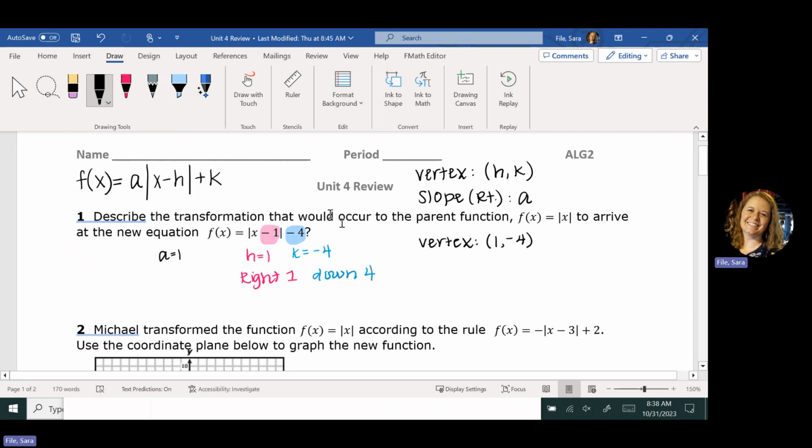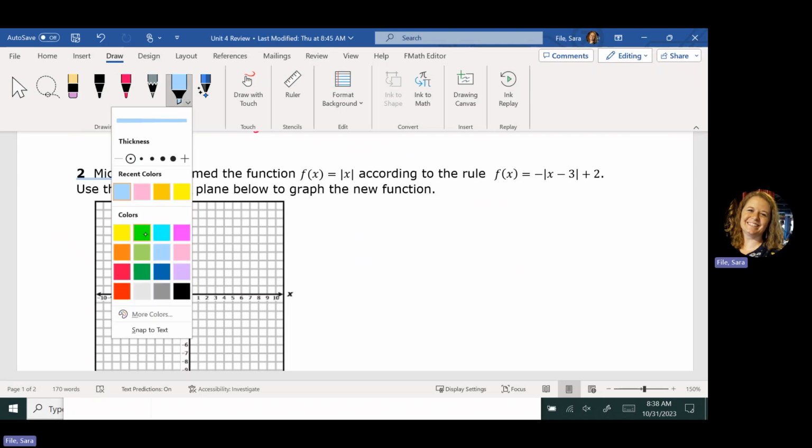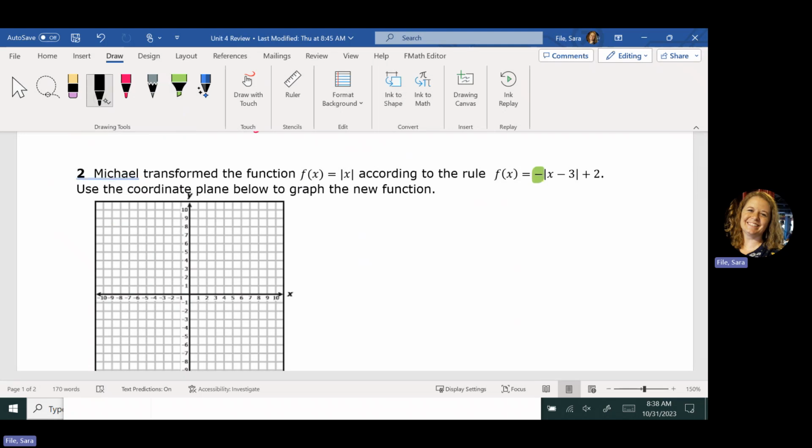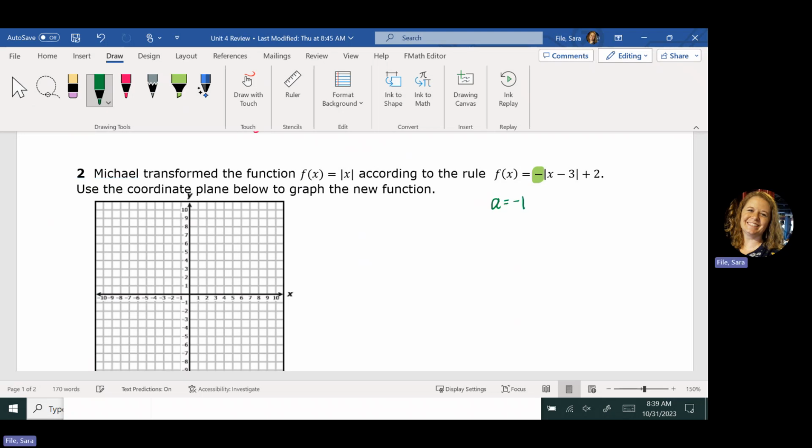Okay. In number 2, we want to graph the function. So I'm going to identify the same things I just did. Now this time my A is not 1. My A is a -1. So it's not stretched or compressed because it's still 1, but it's negative. So that means it is flipped or reflected over the x-axis.